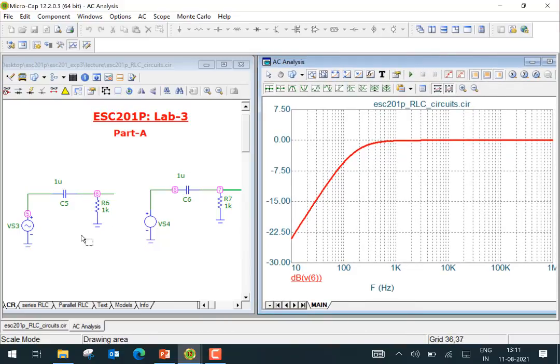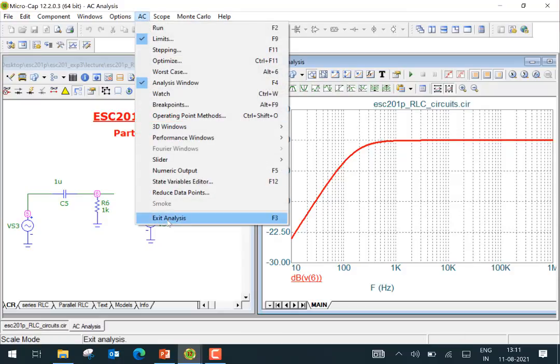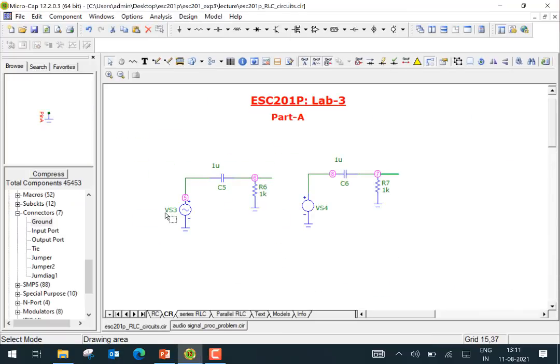So looking at all of these circuits, you can analyze them, you can try to understand them by looking at the behavior in the frequency domain, or you could also try to understand them by looking at the behavior in the time domain. Right, so that's what we'll do now. So let's exit the AC analysis here.